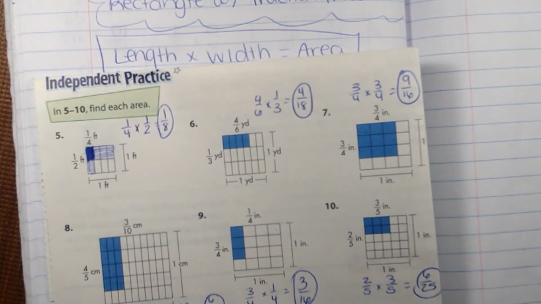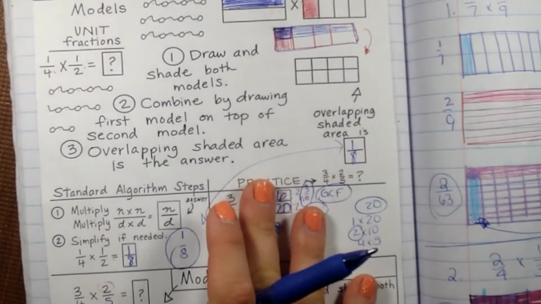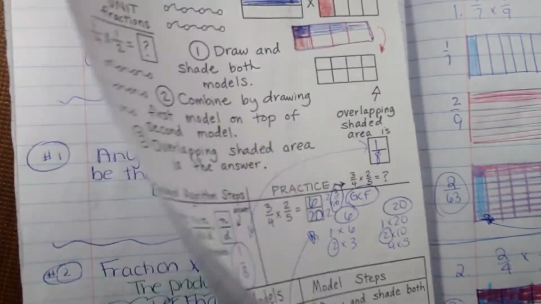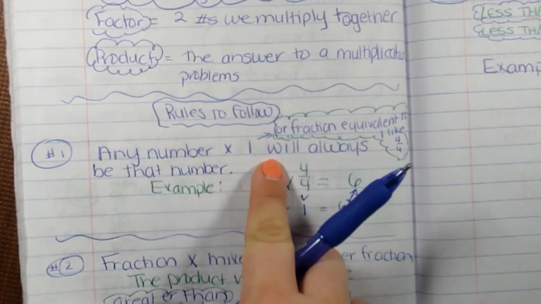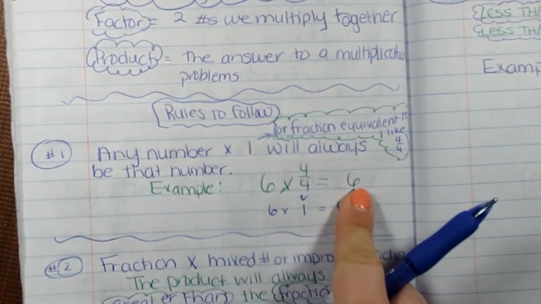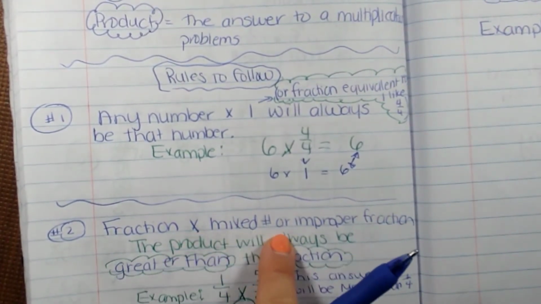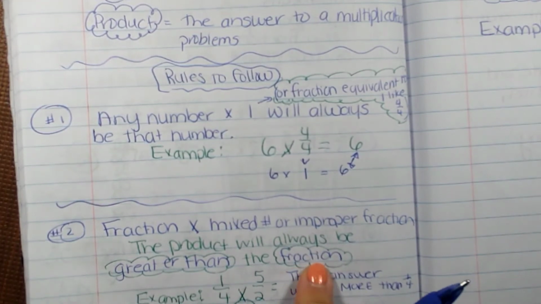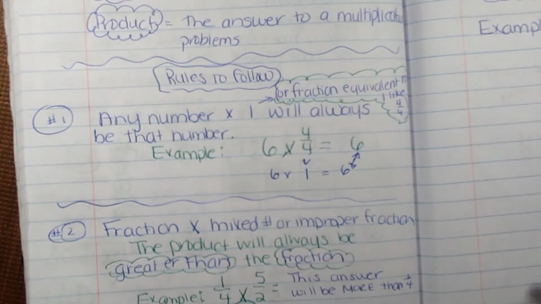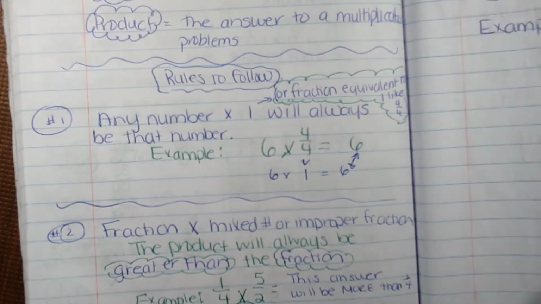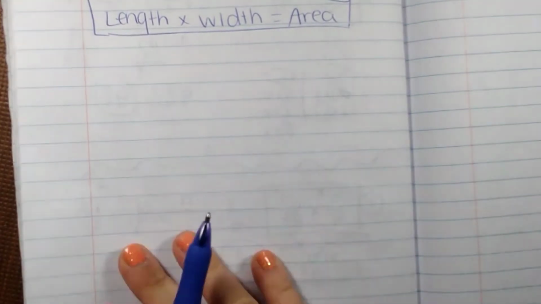So basically, if you remember, I'm just going to review this very quickly. Any number times 1 or a fraction equivalent to 1 will always be that number, okay? If I have a fraction times a mixed number or an improper fraction, the product will always be greater than that fraction, okay? So that's going to help us with this. If the first factor fraction is less than 1, then the product will be less than the second factor. So you're going to be referring back to that as we go.